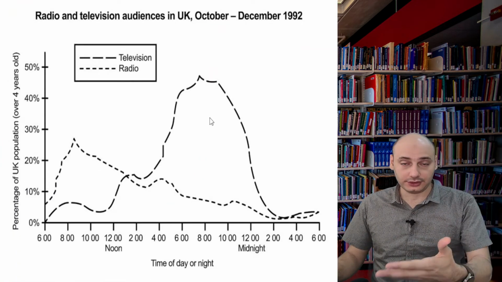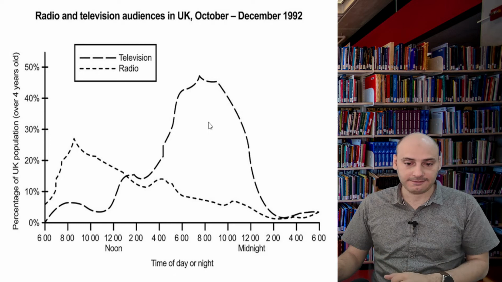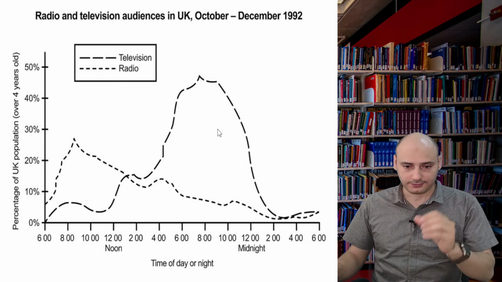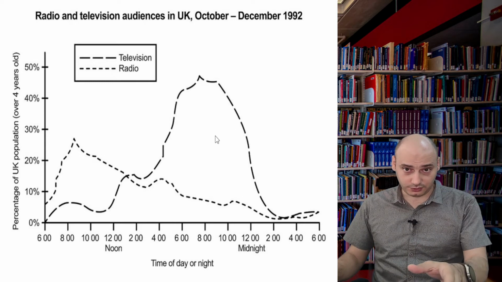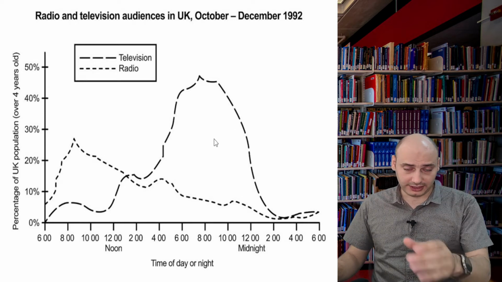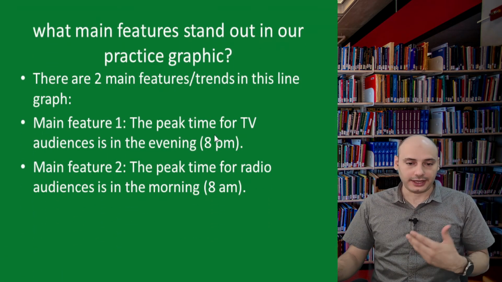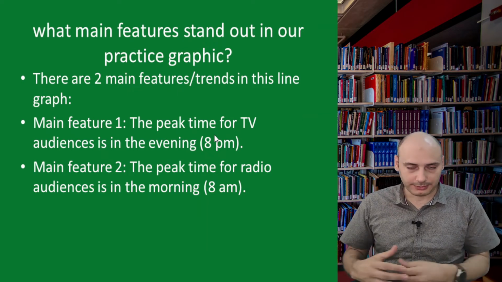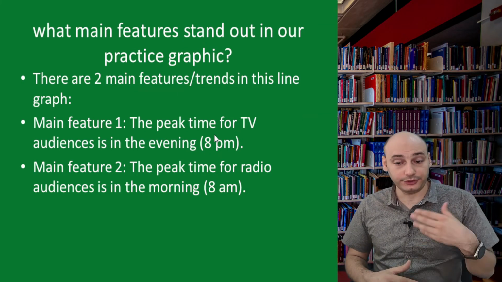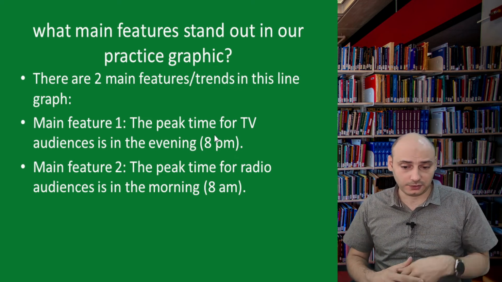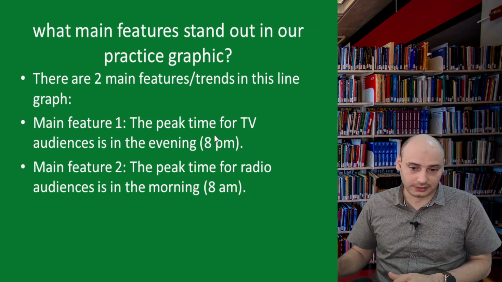Now we're going to have a look at it again. Now think about it for 1 minute. Pause the video. Think about these questions and think about the main features in this line graph. Now, having thought about your main features, let's compare them with these main features.